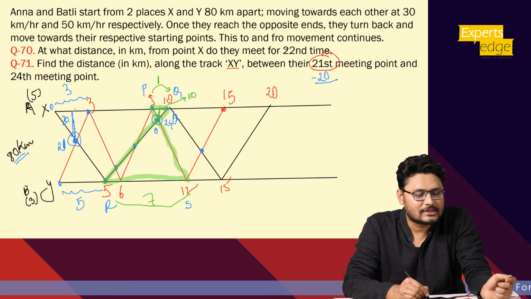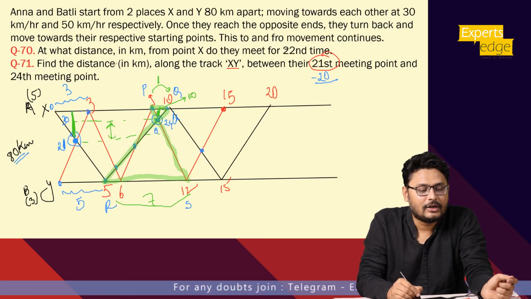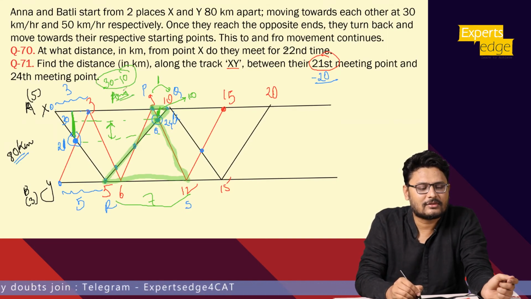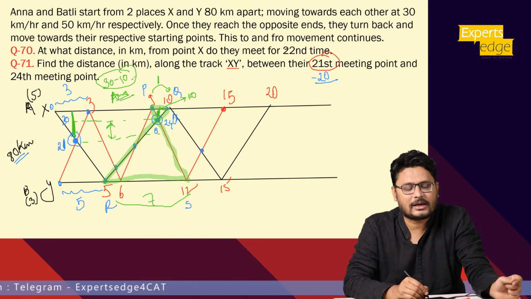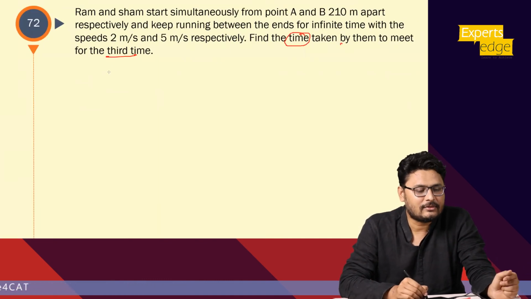So this distance is 30 and this distance is 10. So what is the gap between the two? The gap between the two that he is asking is nothing but 30 minus 10. 20 has to be the answer, right? So I hope this is clear. It's a simple thing, just practice a bit, you will get a hang of it. Okay, let's take another question.